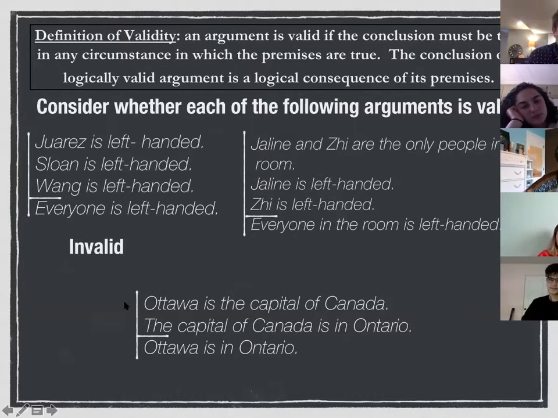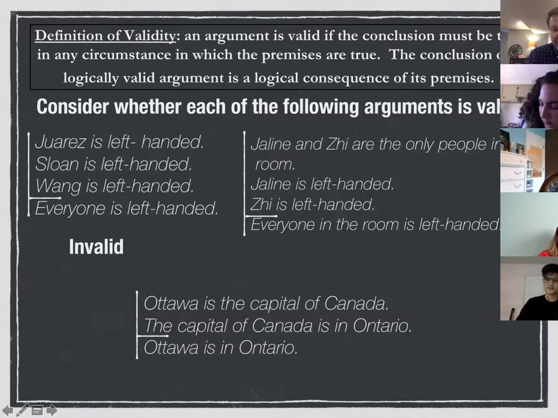Anytime you have an invalid argument, you can make it valid by adding more premises. But if you add more premises, you also necessarily decrease the likelihood that all of your premises are true. So you make it less likely that the argument is sound. But in this case, there's a very simple add-on that can make this argument valid.